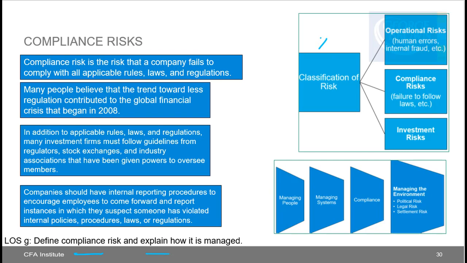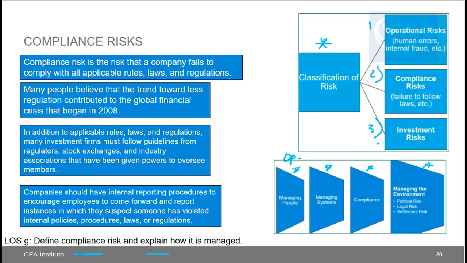Okay, so remember, going back to the classification of risk, a quick review. Number one, operational risk: human errors, internal fraud, things outside that external we can't control. Number two is compliance risk, that's what we're going to look at now. And then three is investment risk. We spend less time on it in this chapter. And then a quick review: in terms of operational risk, we looked at managing people, managing systems, compliance, and managing the environment. So now we're moving on to compliance risk, okay?